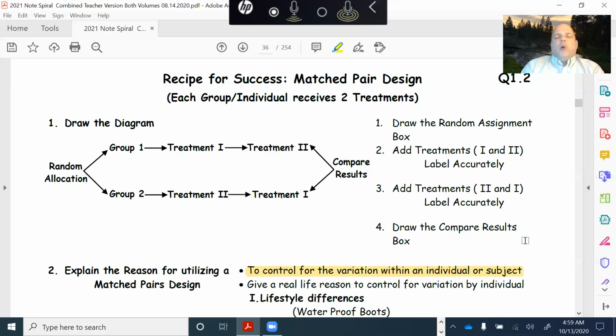So basically, how do you know if it's a matched pair design? Something is tested twice. To be a matched pair design, something is tested twice. In other words, it's receiving both treatments.